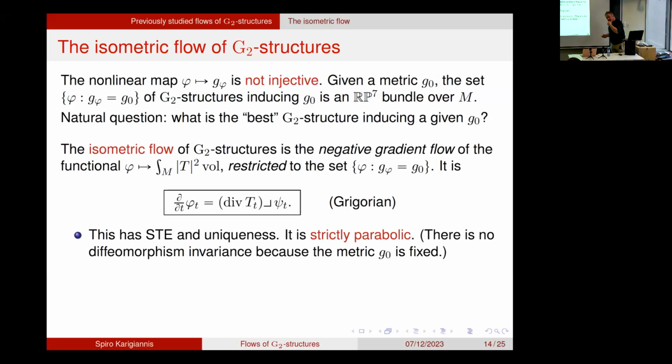What do you mean, finite dimensional space? I think you said that the metrics that give... Yeah, it's finite. That's right. That's right. That's right.